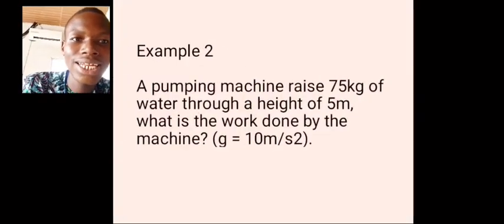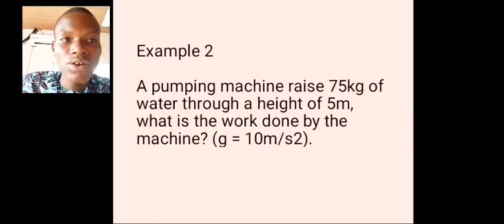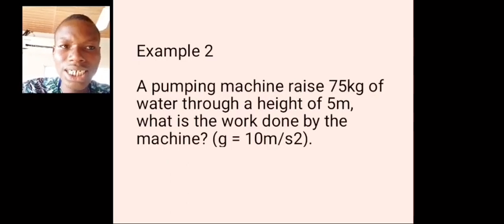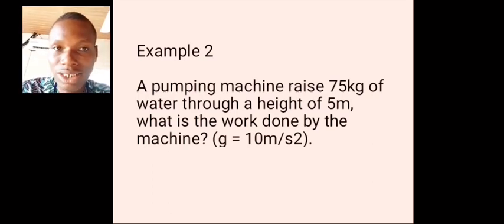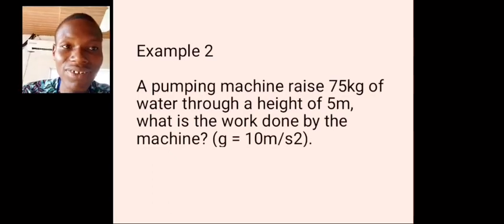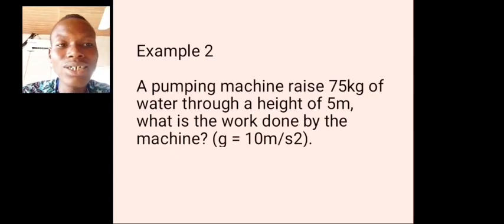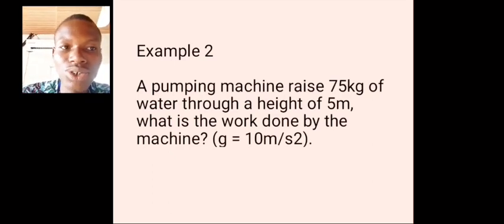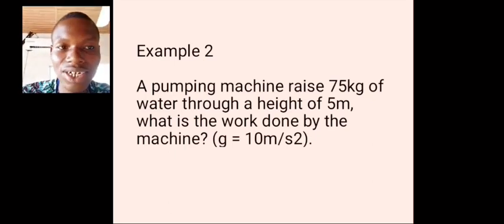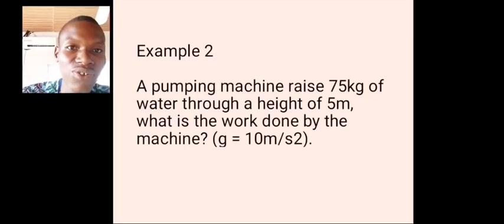Now, let's take another example. A pumping machine raises 75 kilograms of water through a height of 5 meters. Now, kilogram is the unit of what? Mass. So mass has been given, you write it down. Of water through a height. Height represents the distance. Distance is given as 5 meters. So, what is the work done by the machine? g equals 10 meters per second square. Now recall that this g represents the acceleration due to gravity, since it's raising it through a height.